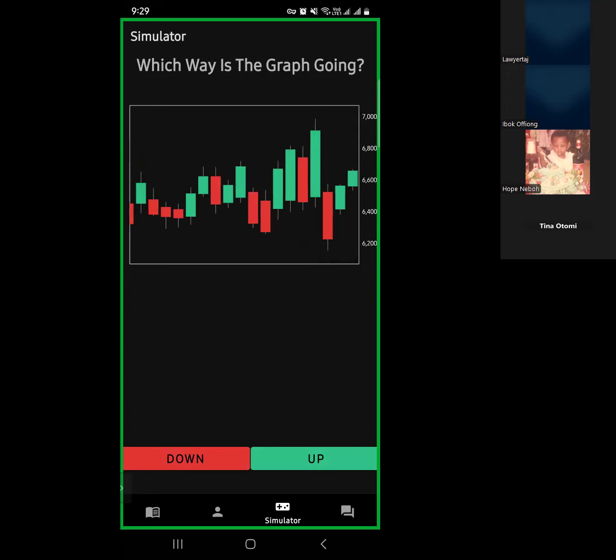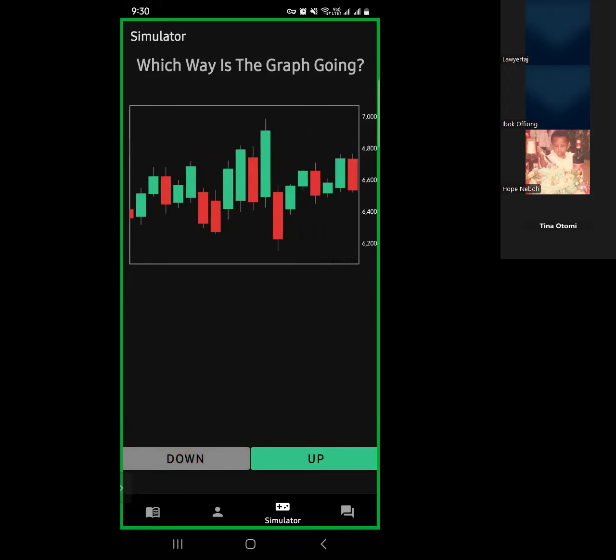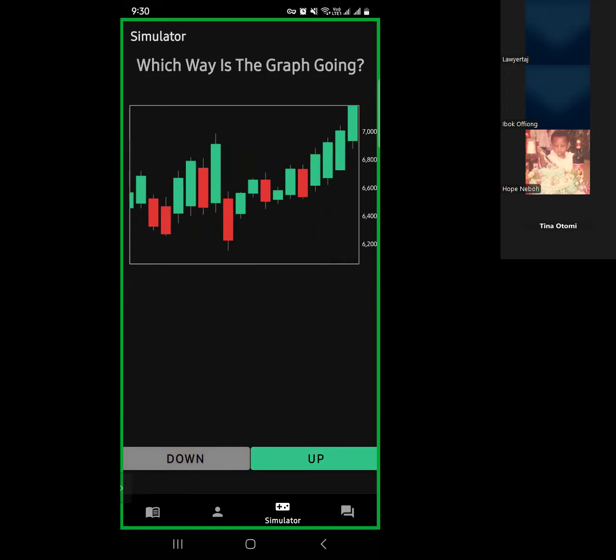Next pattern. The last one for today. So which way is the graph going? Up, up, up. Take profit 1%. Okay. And yes, it went up.